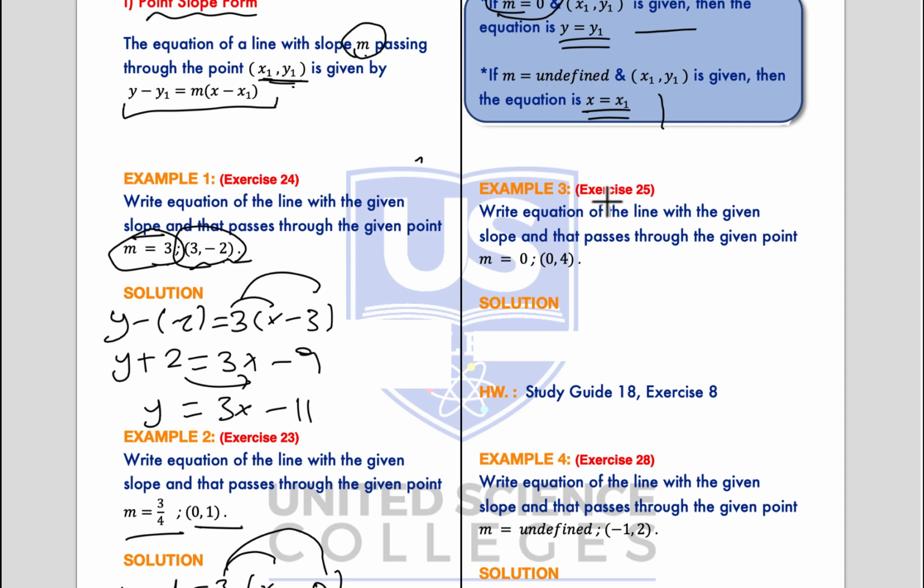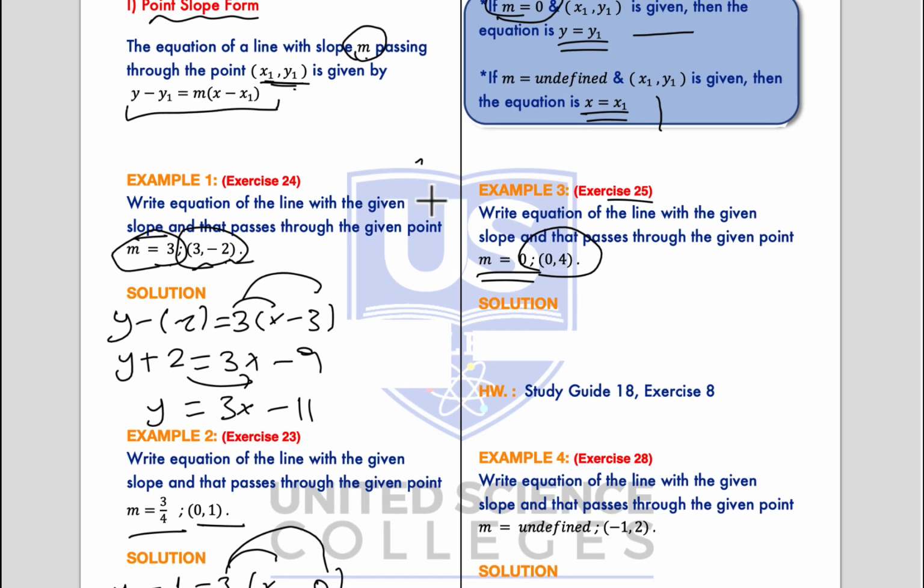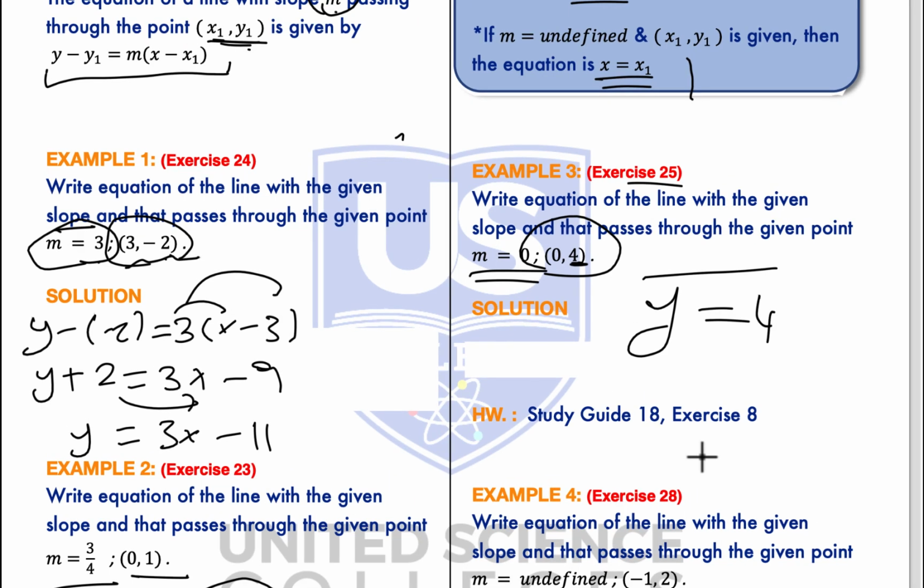So here, the first question about this situation. Exercise 25 in the book. Slope is given as 0. A point is given. I don't have to apply this, I know a shortcut here. I know that slope 0 means the line is horizontal. So whenever the line is horizontal, the equation is y equals something. What is that something? That something is given in the question in the point as 4. So y equals 4 is the equation of this line.